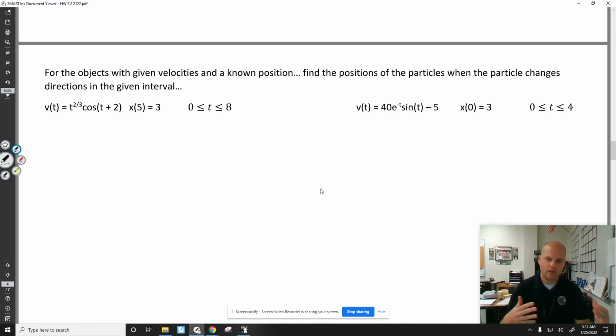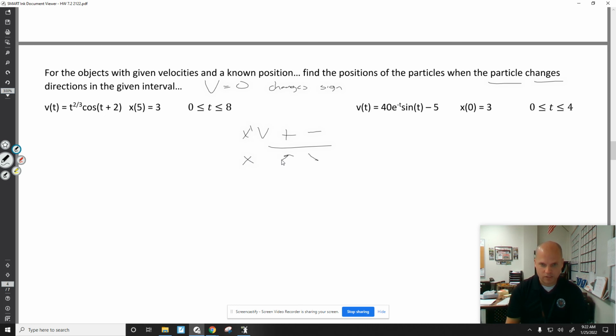Now we start getting into some extra stuff that we have to do. We need to figure out when my particle changes directions and what my positions are at those times. Now, when is the particle changing directions? The particle is changing directions when the velocity changes sign. Typically, it's going to occur at a 0.